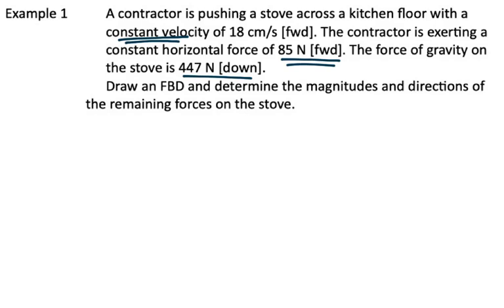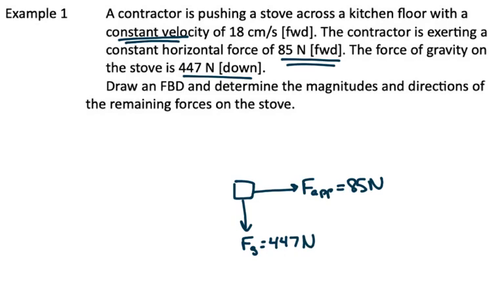So free body diagram, the stove will be a box. What we've been told is that there is a horizontal force of 85 newtons forward. This would be an applied force. We also know that gravity is acting with a force of 447 newtons down. And we need to determine the remaining forces.